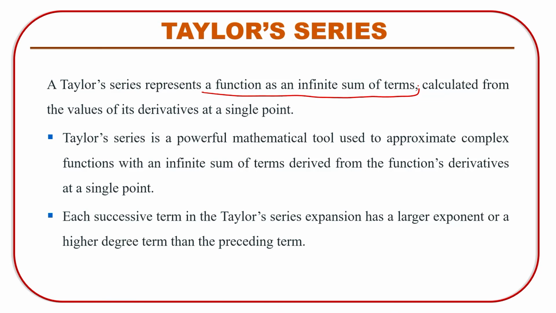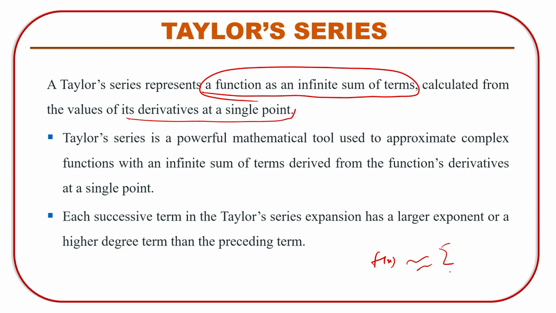A Taylor series represents a function as an infinite sum of terms calculated from the values of its derivatives at a single point. So, what are we saying? We are saying that a Taylor series represents a function, f of x, as an infinite sum, going from n equal to 0 to infinity, and all these terms are derivatives at a point. That is the idea of how to remember this one.